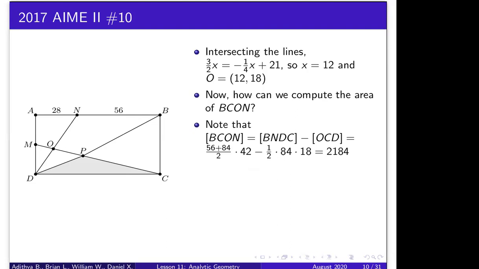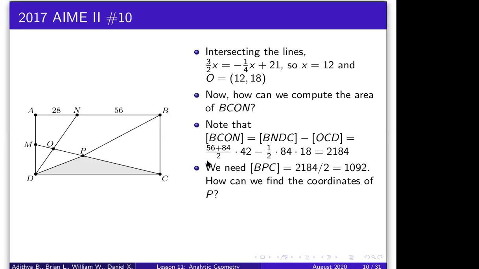So given this, what's the area of BPC? Actually, there's a small technicality. The question said that P had to lie on the sides of the quadrilateral, so it could technically lie on ON as well. Except it's pretty easy to show that it lies on OC. So just take our diagram for granted. Yeah, so the area of BPC is 1/2 of 2,184, which is just 1,092. So now how can we find the coordinates of P given this area?